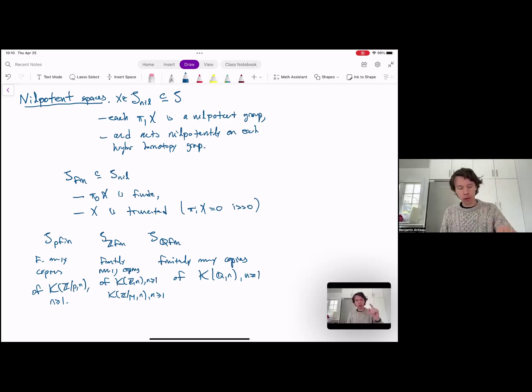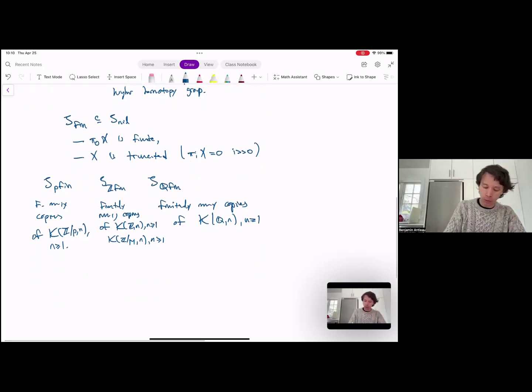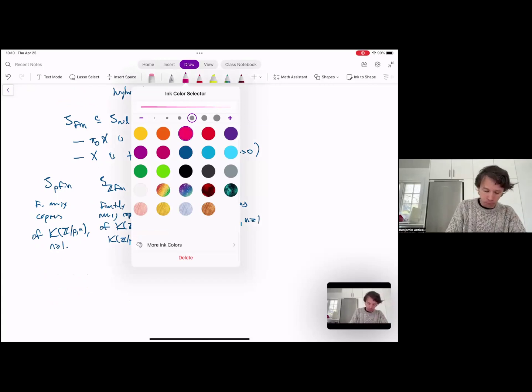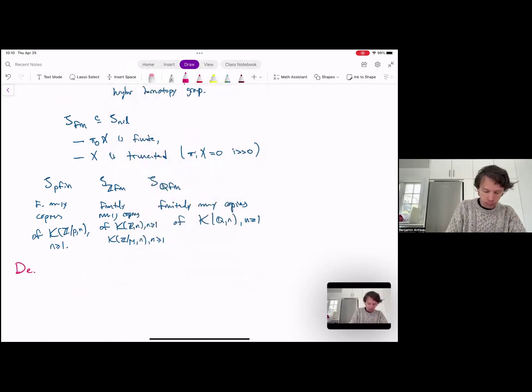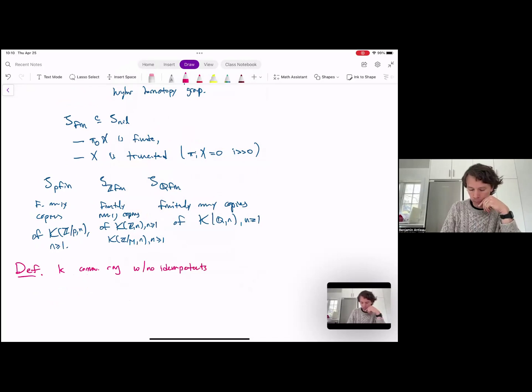I have one more definition I want to give. Suppose K is a commutative ring, and let me assume it has no idempotents besides 0 or 1, or equivalently that Spec K is connected.